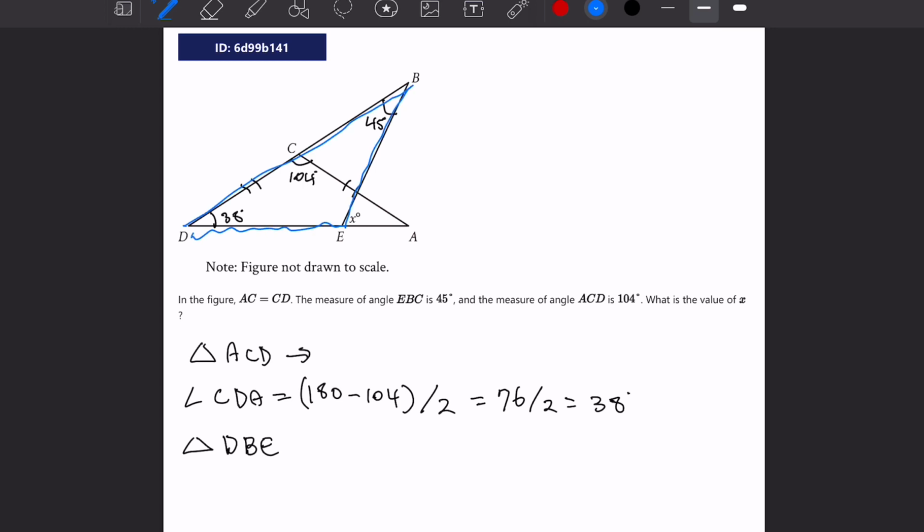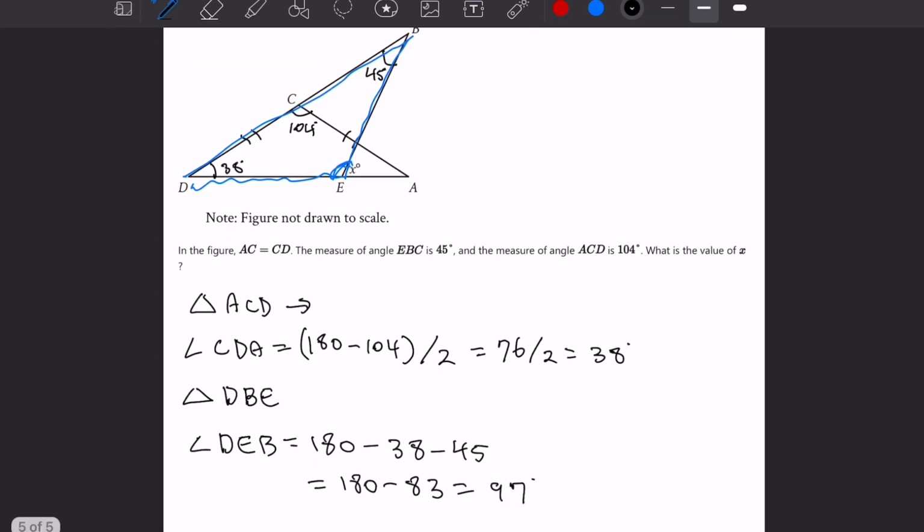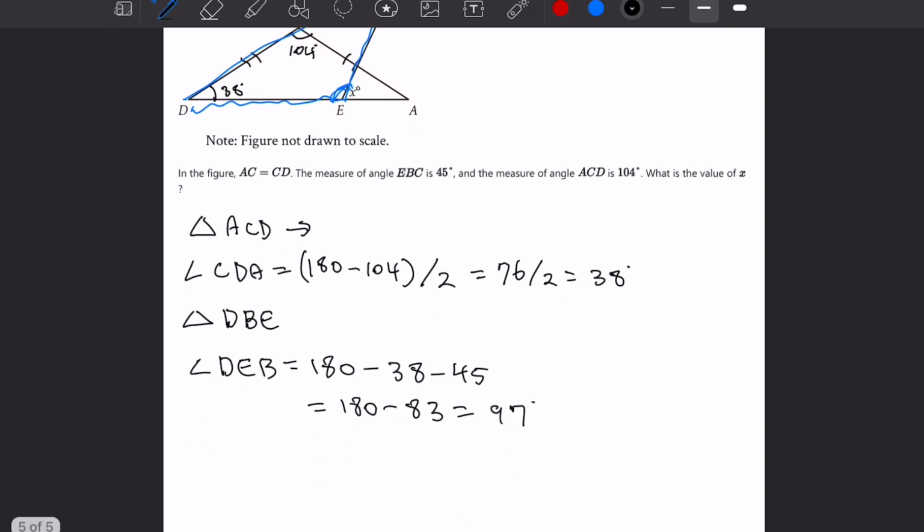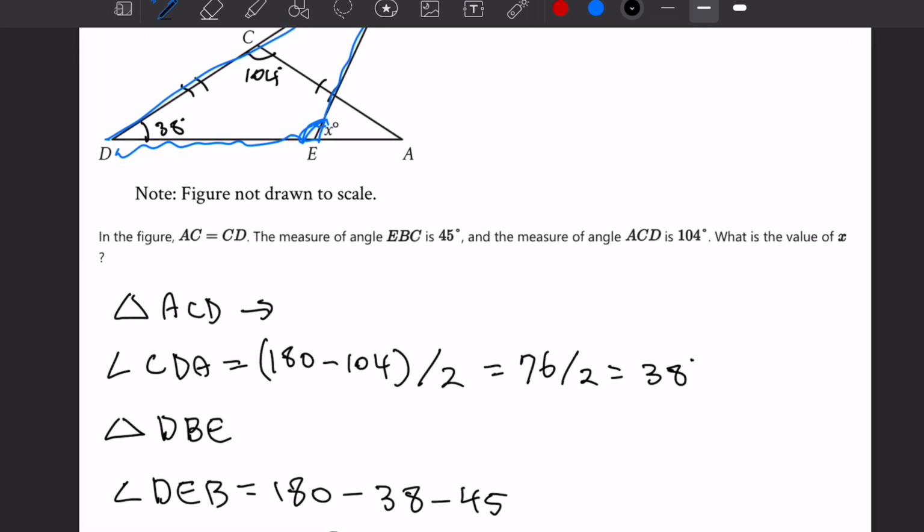And now we gotta take a look at the triangle DBE, this one, because we could find the angle of DEB. So the angle of DEB is equal to 180 minus 38 minus 45, and this is equal to 180 minus 83, which is equal to 97. You could always use calculators, but I chose not to because I'm explaining. And yep, so DEB is equal to 97.